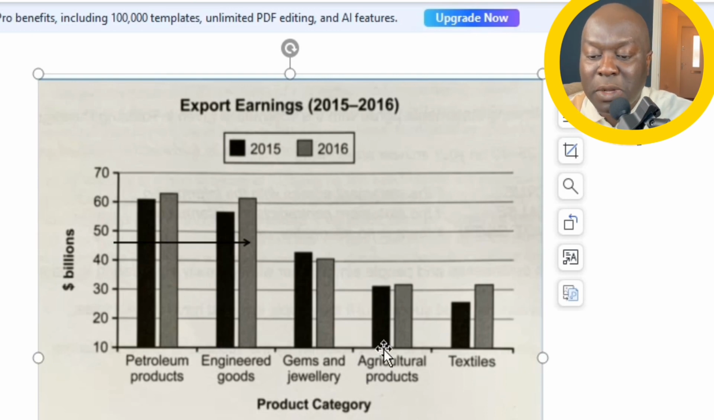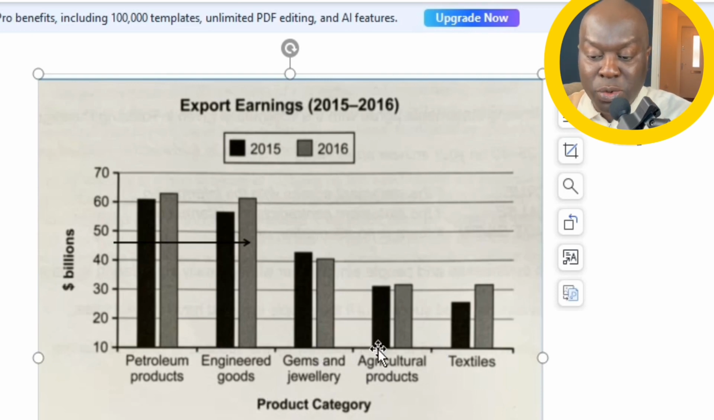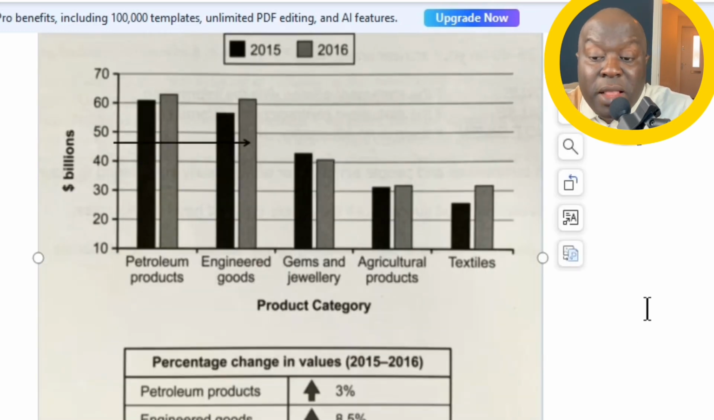So these two, petroleum and engineered goods, are going to form body paragraph 1. Or if I like, I can discuss it in body paragraph 2. But since this is the first one, I'll discuss it in body paragraph 1. Then I go to body paragraph 2 and discuss the gems and jewelry, agricultural products, textiles together. Someone might even say my overview can be a different thing. You can look at it and the overview can mean another thing for you.